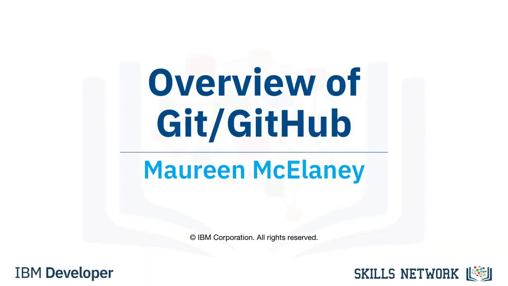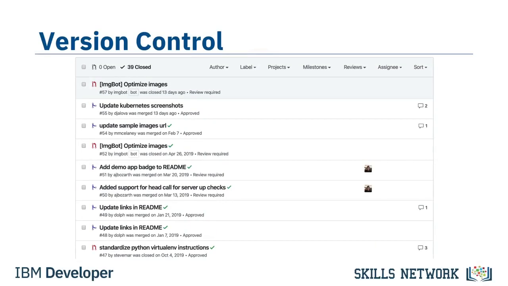In this video, you will get an overview of Git and GitHub, which are popular environments among developers and data scientists for performing version control of source code files and projects, and collaborating with others. You can't talk about Git and GitHub without a basic understanding of what version control is.